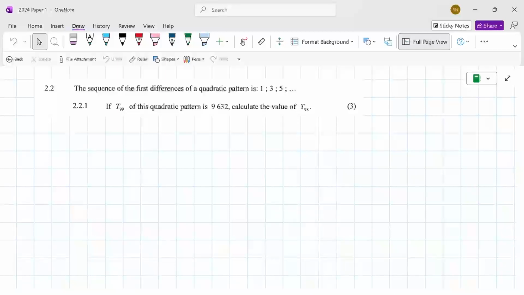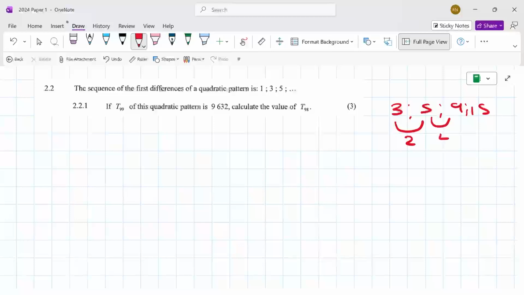Let's say you had 3, 5, 9, and 15, right? The first differences here would be 2, then 4, then 6. You get 2 as the second difference and 2 as the second difference, right?